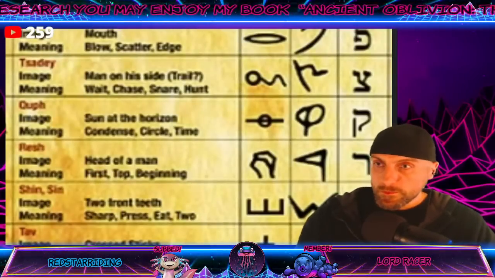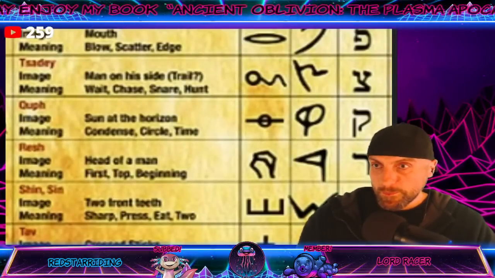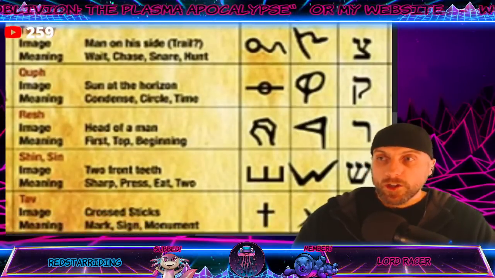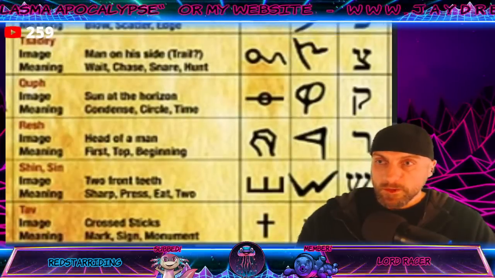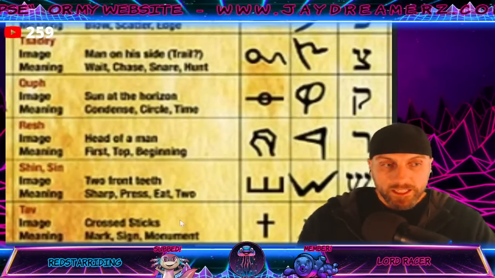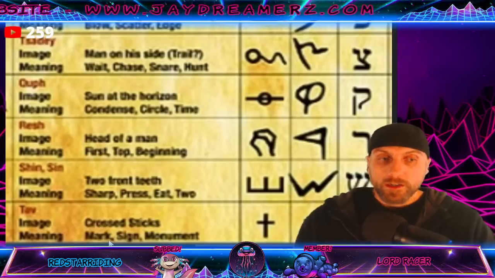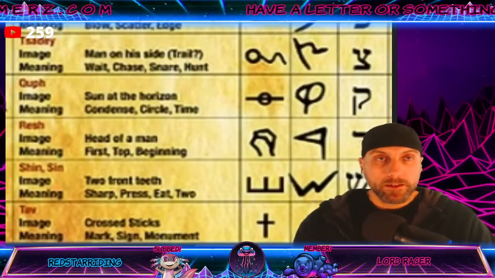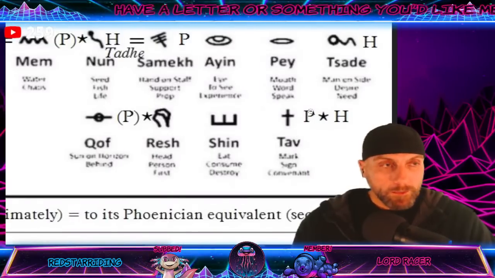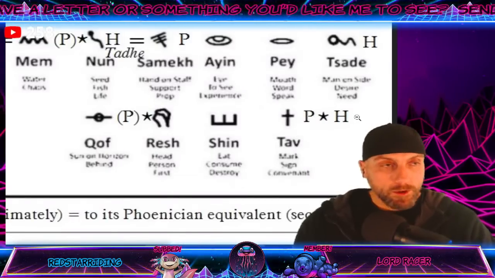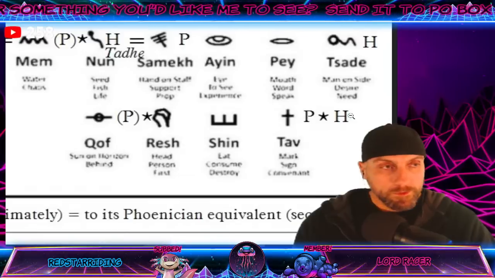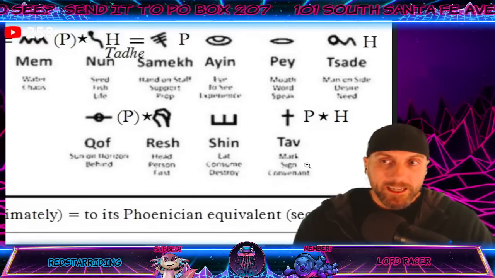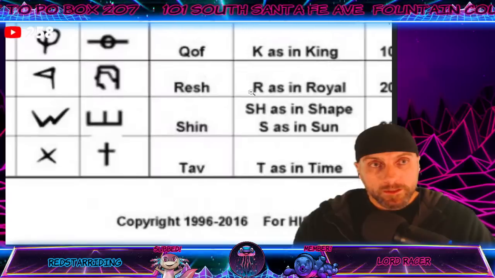Down here, I'm probably gonna have to scooch this up a bit. There we go. So it says here tav. You can see it says crossed sticks, like a crucifix, a mark, a sign, a monument, something that represents anything, basically, a marker. If we go over here, it's the same in Phoenician and Hieratic, or script form of Egyptian. It says tav, mark, sign, covenant, also promise, right?